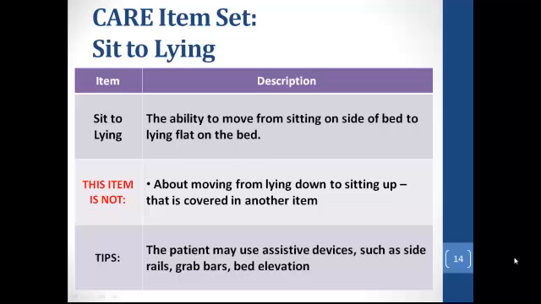The next item is sit to lying. It is defined as the ability to move from sitting on the side of the bed to lying flat on the bed. This item is not about moving from lying down to sitting up. We just covered that in the last item. A coding tip to remember is always think of usual performance, not the lowest or the best. And once again, the patient can use assisted devices such as side rails, grab bars, or bed elevation.